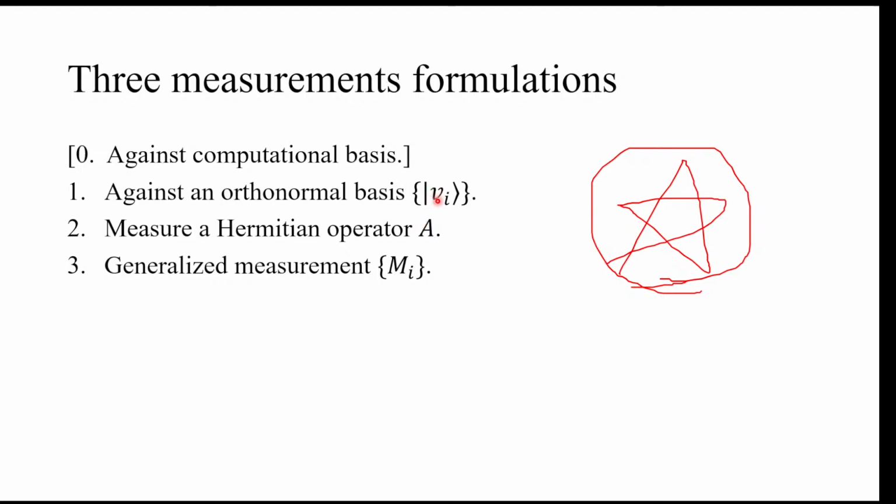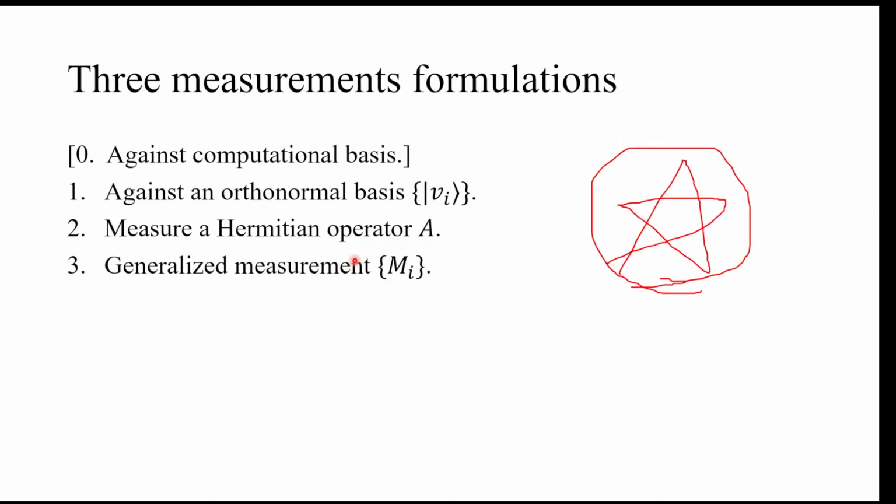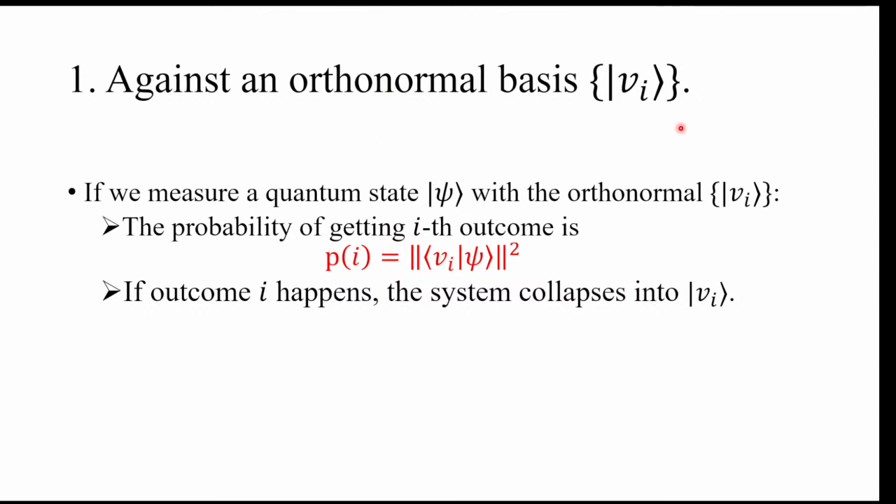saying we have a measurement in any orthogonal basis of your Hilbert space, and we can measure a Hermitian operator, and we can do a generalized measurement, which is characterized by this set of operators Mi. So let's go through the definition of the different measurements. You measure a quantum state against an orthogonal basis. What happens is that one of the basis elements will get picked, and your state will collapse into that basis element, that basis state. And the probability of a particular i being chosen is the inner product squared between Vi and psi.